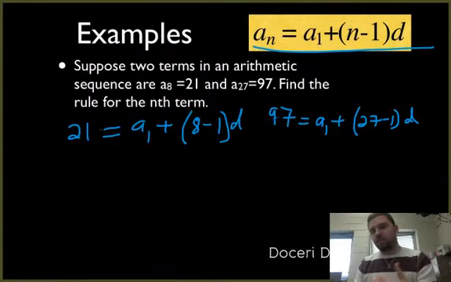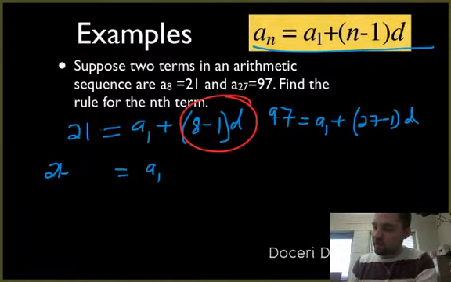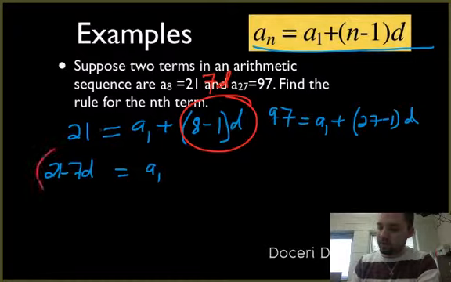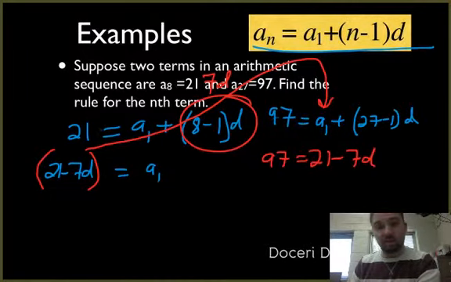We could use elimination or substitution. I think substitution is going to be easiest. So we'll take a sub 1 equals 21 minus, instead of this piece right here, that's actually 7d, right? So let's go 21 minus 7d equals a sub 1. And then what I'm going to do is take this right here, this 21 minus 7d, and plug it in right there for a sub 1. So I get 97 equals 21 minus 7d. And let's agree that 27 minus 1 is 26, so this would be plus 26d.